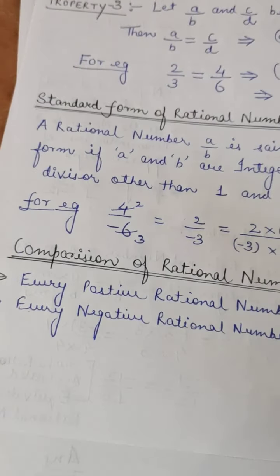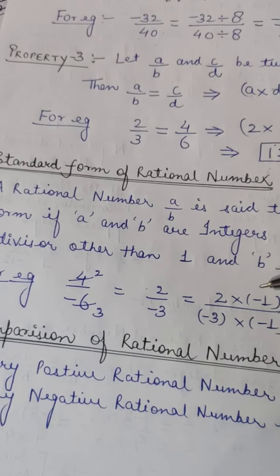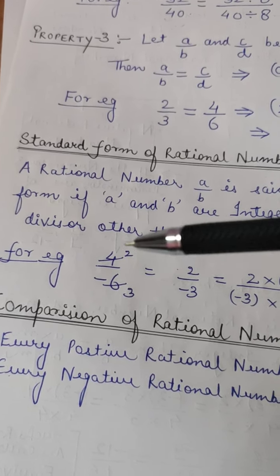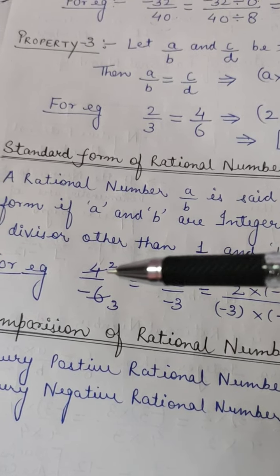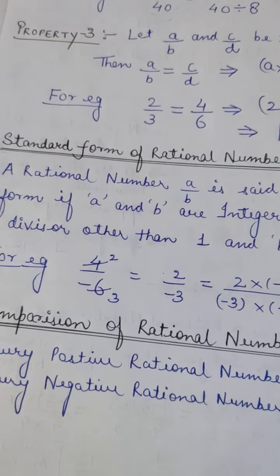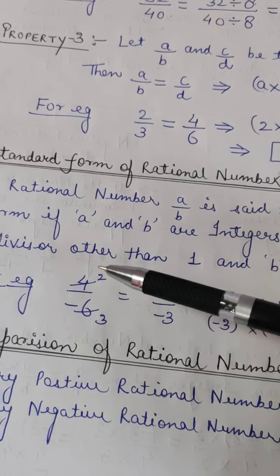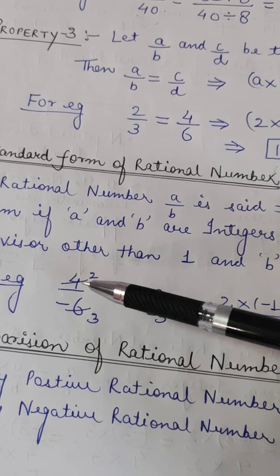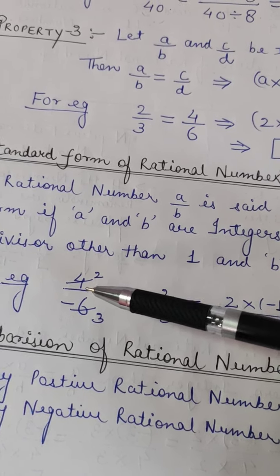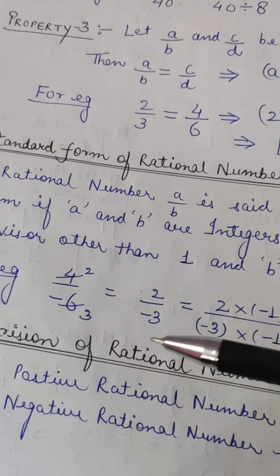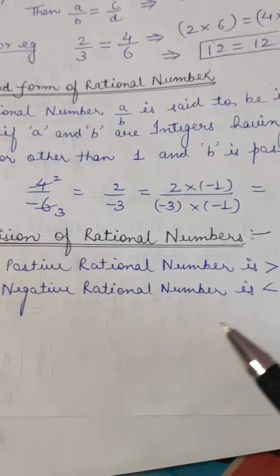Okay, next, how to convert a given rational number into standard form. Standard form means simplest form. Here 4 by minus 6 is the rational number. In order to convert it into standard form, we have to divide it by a common number. We have to convert this into simplest form by dividing, here 4 can be cancelled out by 2 and 6 can be cancelled out by 2 also. Then 2 2s are 4 and 2 3s are 6. Minus 2 by 3 is the simplest form of this rational number. Next is comparison of rational numbers.